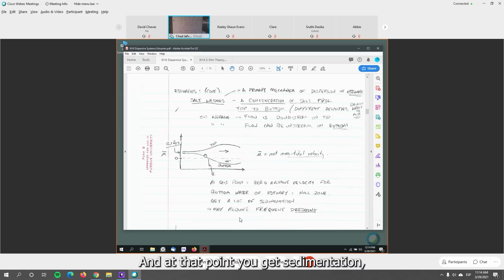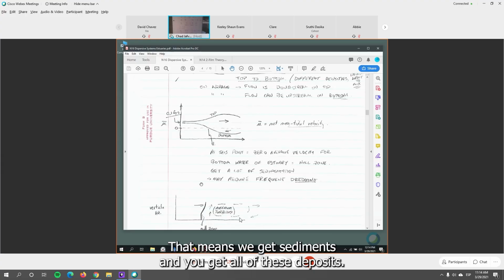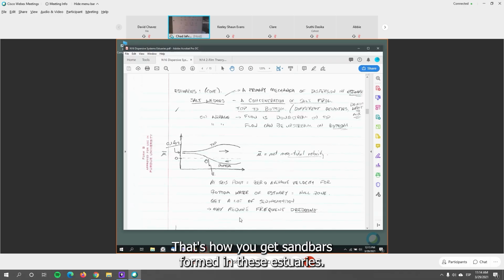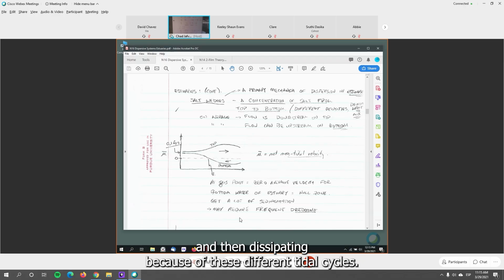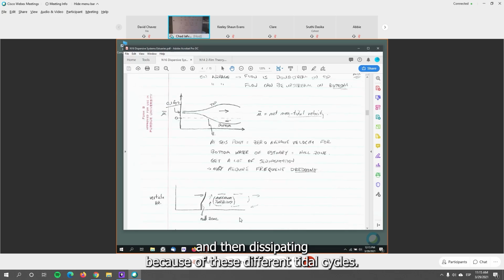And at that point, you get sedimentation. So you get 0 net velocity. That means, hey, water's not flowing. That means we get sediments and you get all of these deposits. That's how you get sandbars formed in these estuaries, because they're always being created. If you know anything about Florida along coastal rivers and things like that, there are always sandbars forming and then dissipating because of these different tidal cycles.